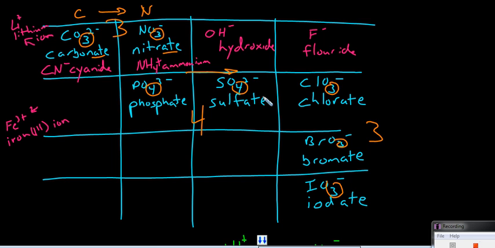But there's a couple other ions that you should know as well. We've got cyanide here, ammonium, hydroxide. But there's also monoatomic ions that you should be able to name.